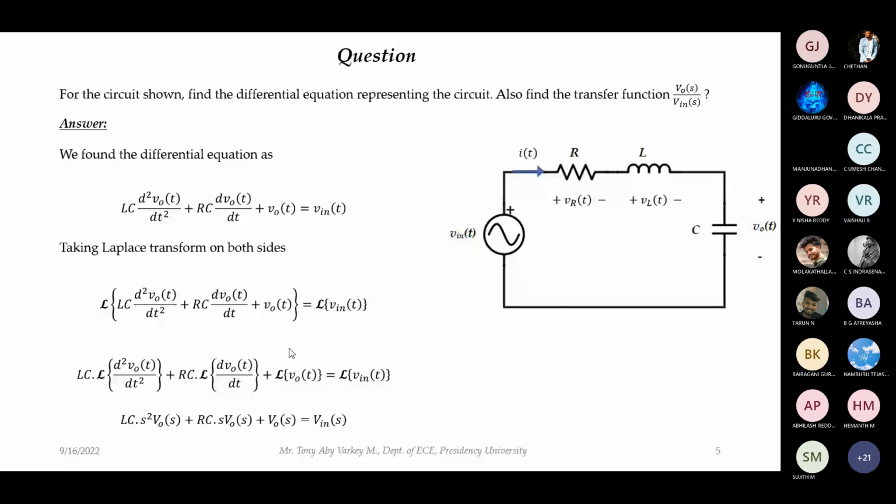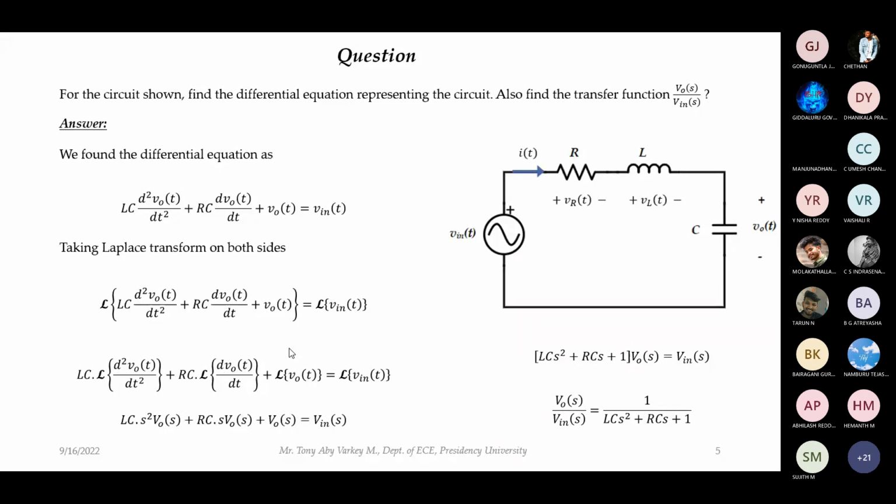So now I am taking V output common from the left side. So it will become LC S square plus RC S plus 1 into V output of S equal to V input of S. Correct. So from this, I will get the transfer function, that is V output of S by V input of S equal to 1 by LC S square plus RC S plus 1. Is it clear? Yes, sir.